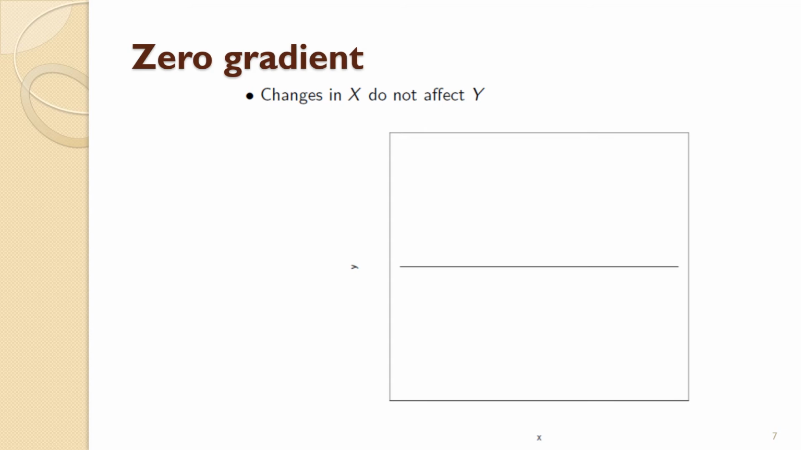The other possible example is where you have a zero gradient. The idea here is that if you have high values of x, nothing at all happens to y, and if you have low values of x, again nothing happens to y. Now this is a cartoon example, and it's probably particularly extreme in this case, but the basic idea would be that if you graph these two variables, there'd be no obvious relationship between them.